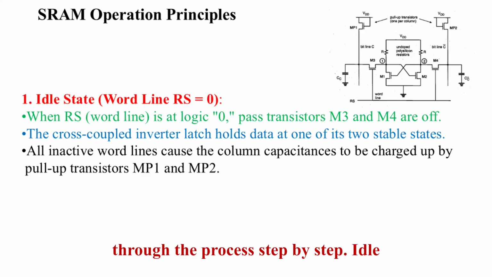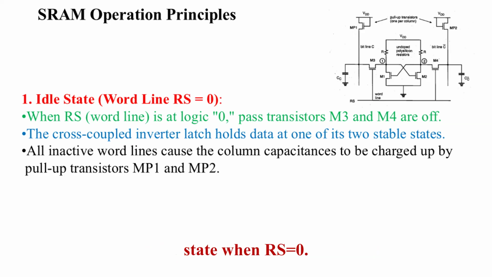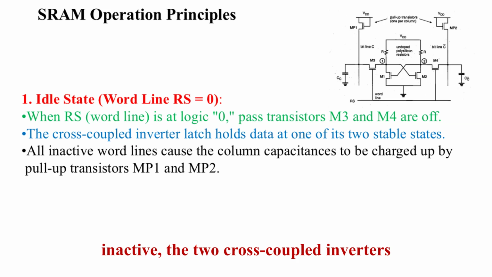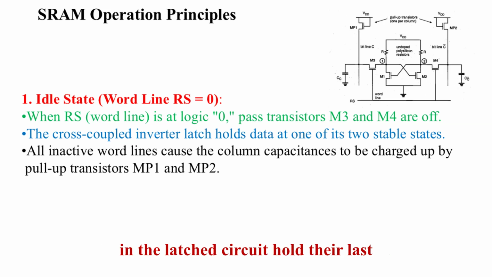Let's go through the process step by step. 1. Idle state when RS is equal to 0. When the word line, labeled RS, is not selected, its voltage is at logic 0. In this state, the pass transistors M3 and M4 are turned off. With M3 and M4 inactive, the two cross-coupled inverters in the latched circuit hold their last stable operating point, preserving the stored data bit without any changes.